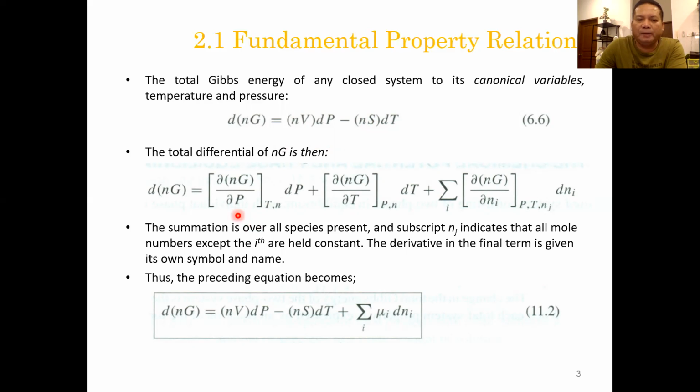So we can expand into this term here where the temperature is constant as well as the number of moles. So if you cancel this, you get the same values, and also for the temperature and the number of moles like this, which in previous studies we can define into this. In the previous lecture, d(nG) equals nV dP minus nS dT and the summation of the chemical potential here. Okay, this is for the number of species.